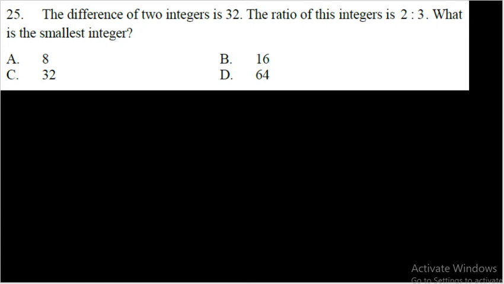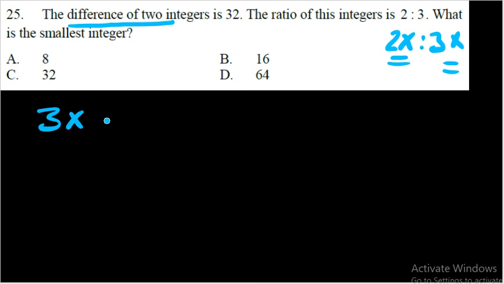The next question: the difference of two integers is 32, and the ratio of the integers is 2 to 3. What is the smallest number? First of all, in case of a ratio, give them the same variable, so 2x to 3x. But what is given here? The difference. Which one is larger, 2x or 3x? 3x is larger, so take the difference: 3x minus 2x is equal to 32. The difference is x, which is equal to 32.